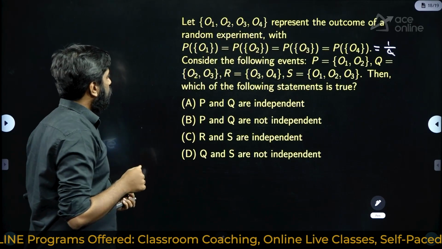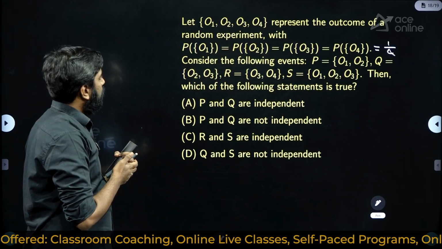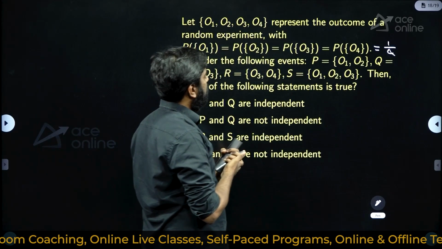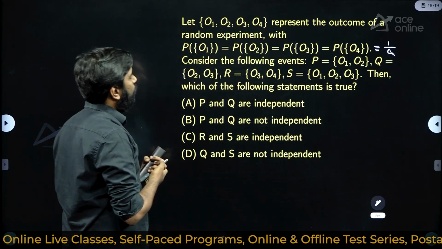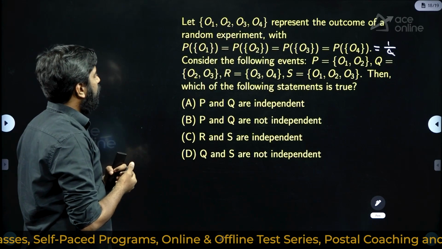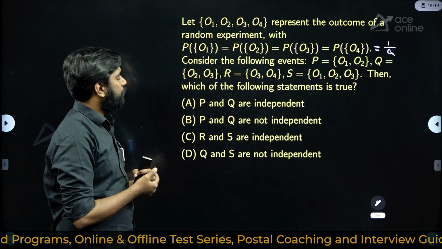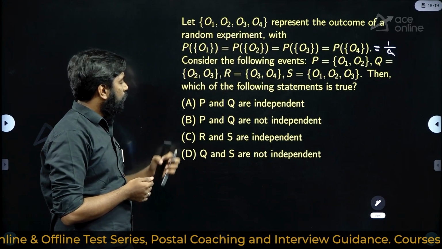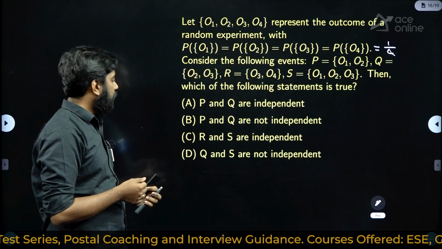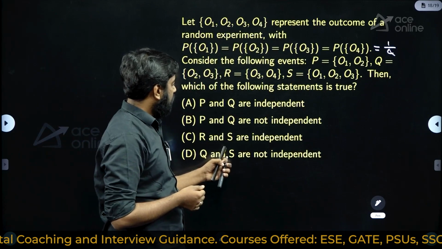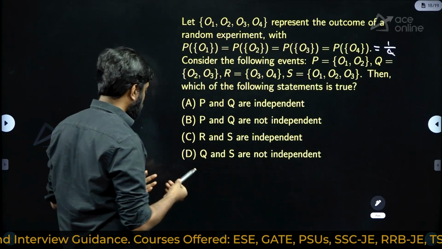There is a set Q which contains O2, O3. There is a set R, O3, O4. There is a set S which contains O1, O2, O3. Then which of the following statements is true? P and Q are independent, P and Q are not independent, R and S are independent, Q and S are not independent. So let us verify this.